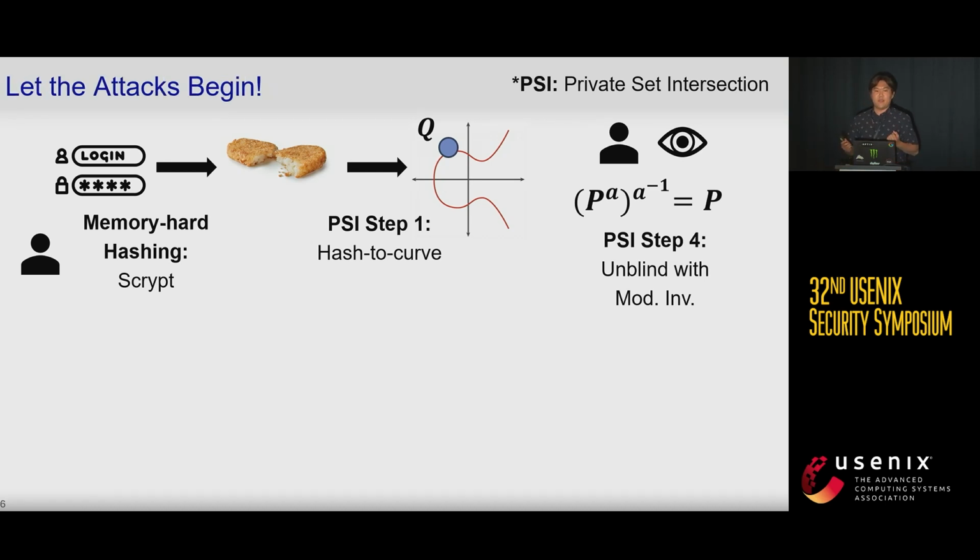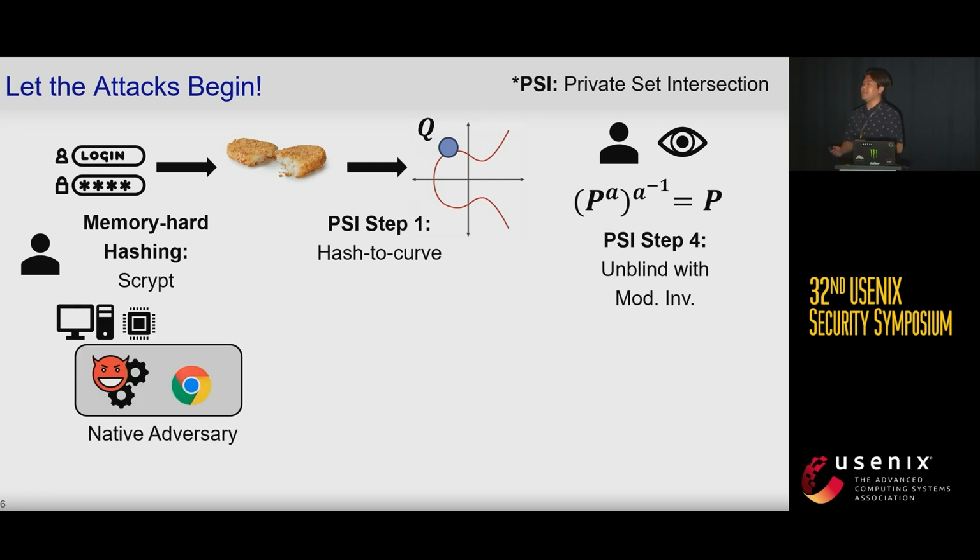Now that we've gone over this crazy protocol, we'll present three attacks under 3 different threat models. First, let's consider the simplest threat model of a native adversary, where the adversary's application and Chrome run on the same system and therefore the same CPU. In this scenario, we can go after scrypt.